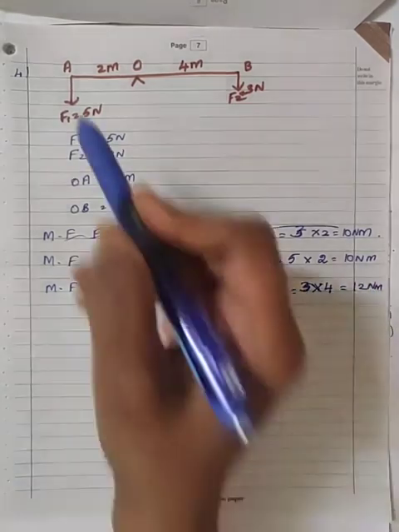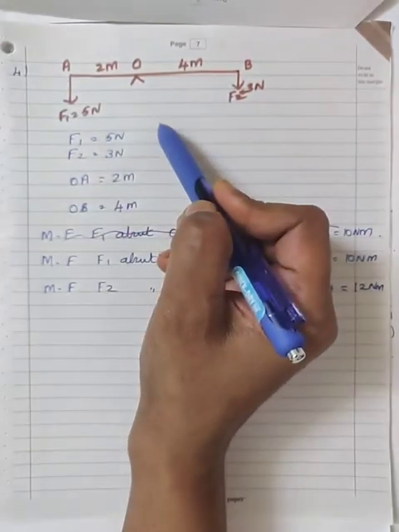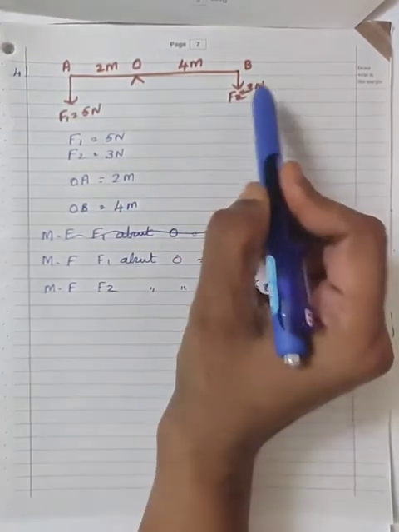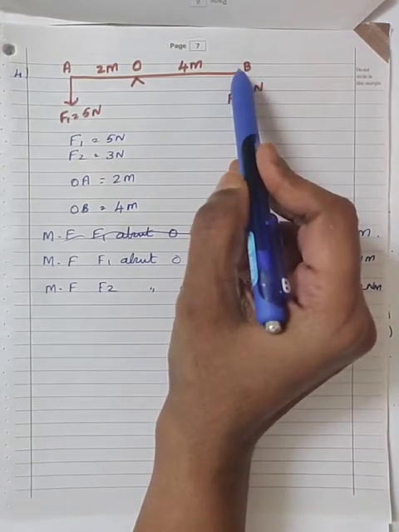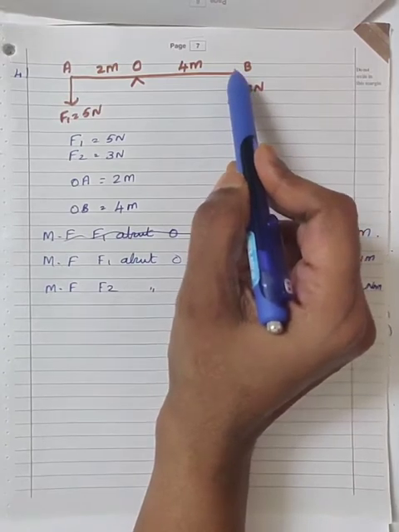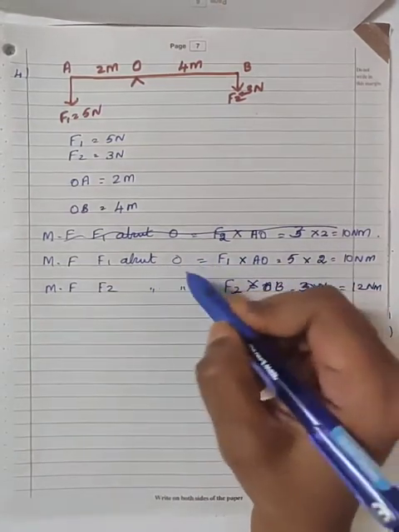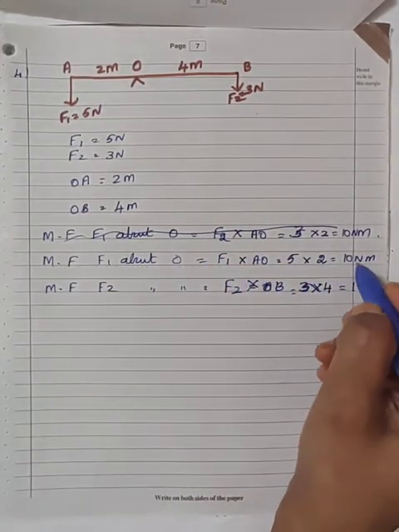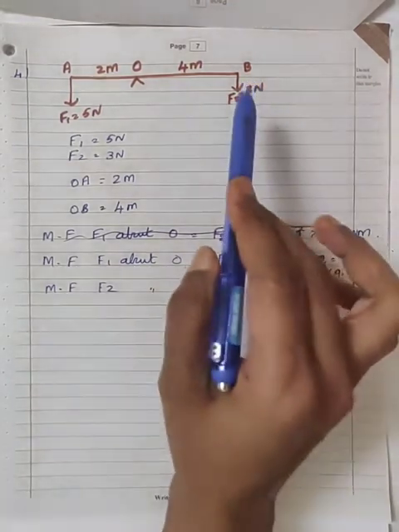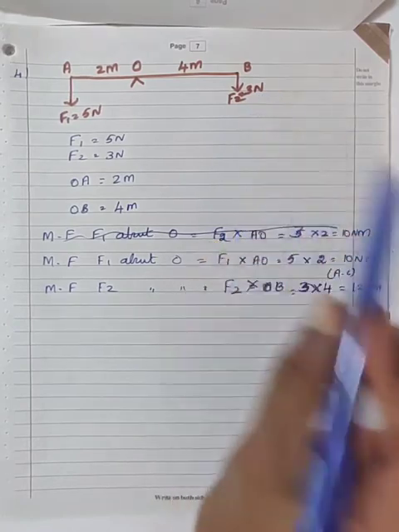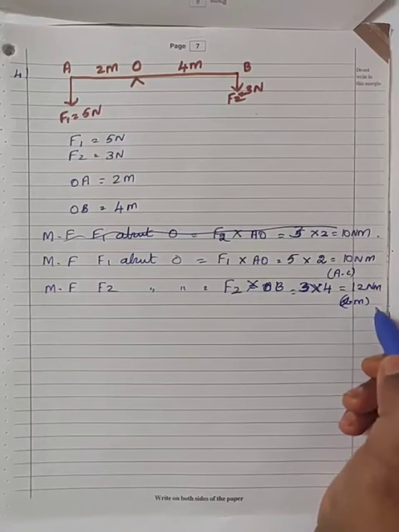And if you see that the force F1, 5 Newton, will make the body to rotate in the anti-clockwise direction. The force F2 is equal to 3 Newton, which is acting at the point B, will make the body to rotate in the clockwise direction. So I can write the moment of force F1 about O, which is equal to 10 Newton meter, will take place in the anti-clockwise direction. But the moment of force due to the force 3 Newton will make the body to rotate in the clockwise direction, which I write as clockwise moment.